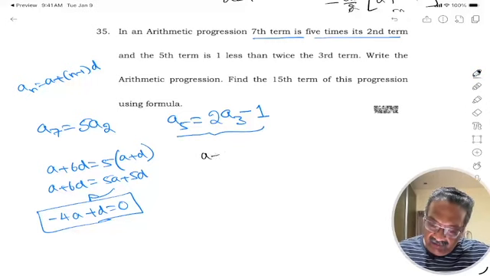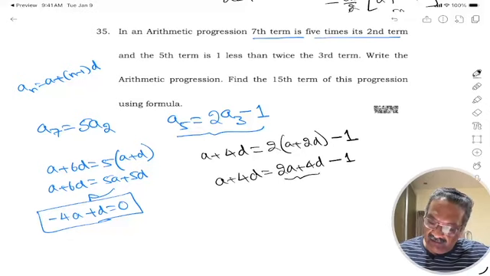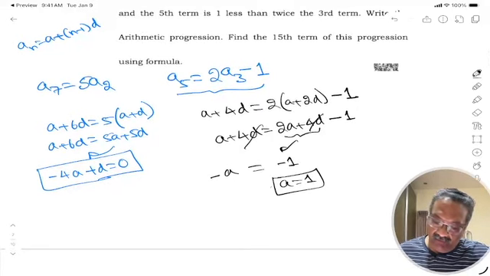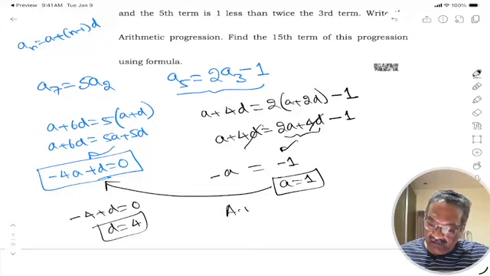So a5 will be a plus 4d is equal to twice a3, which is a plus 2d, minus 1. So a plus 4d is 2a plus 4d minus 1. I'll bring these to this side. It becomes minus a, the 4d cancels, is equal to minus 1. So we get directly a is equal to 1. If you put a is equal to 1 here, we get minus 4 plus d is equal to 0, so d is 4. So the AP is 1, 1 plus 4 is 5, 9, 13, and so on.